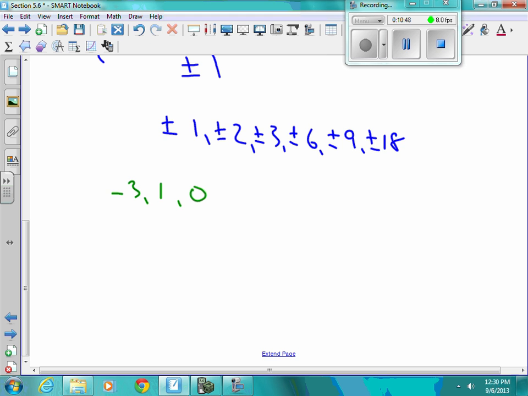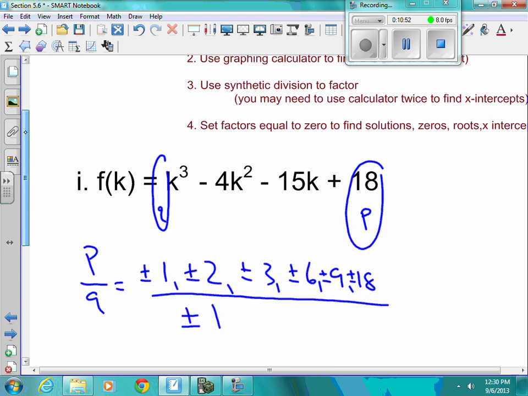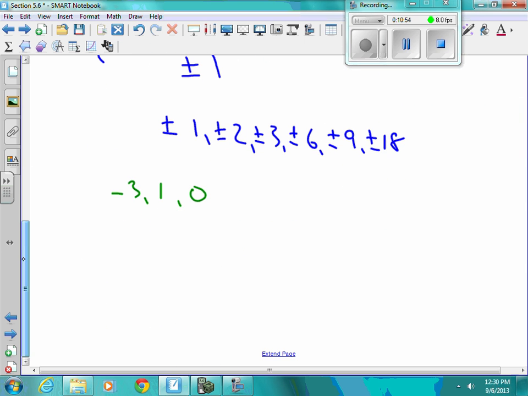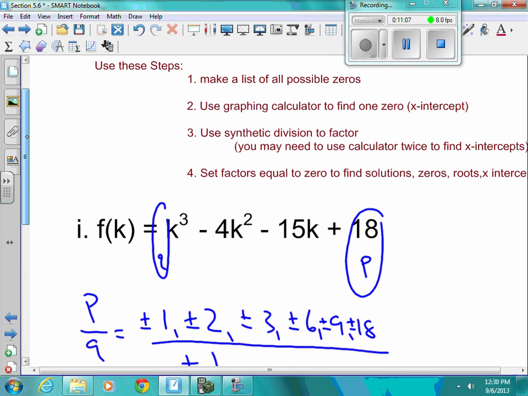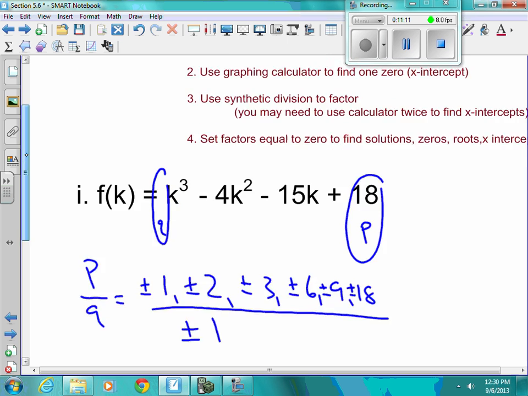How do we know that they are for sure? Well, we are going to use synthetic division to factor. Now, could you use long division? Yeah, we talked about this last time, but we're not going to. I'm not going to use long division because I think synthetic division is faster. So here's our polynomial: k cubed minus 4k squared minus 15k plus 18.